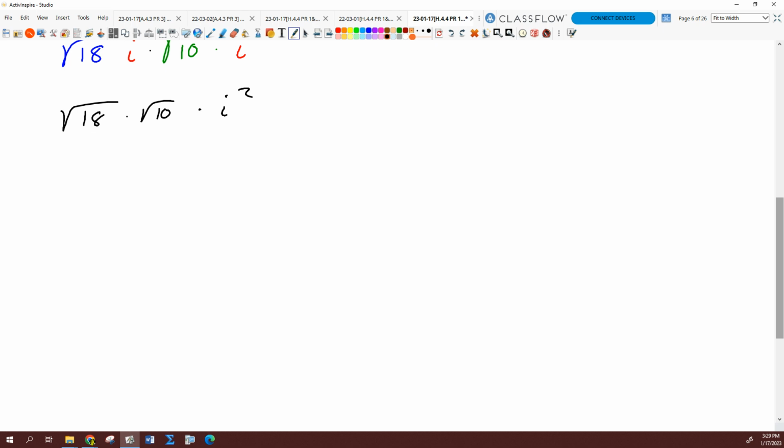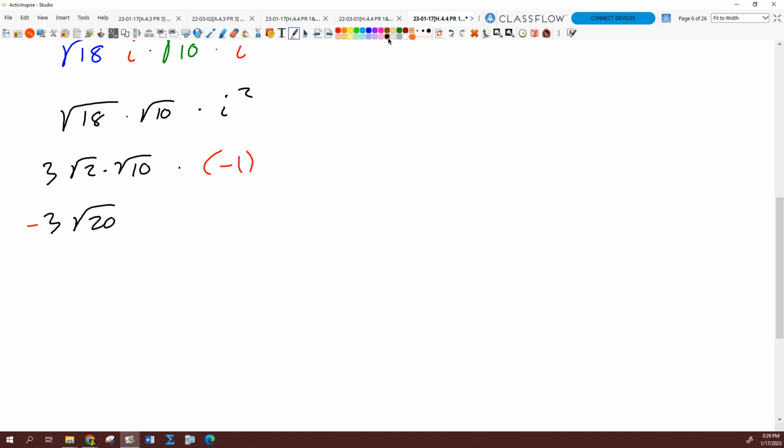Square root of 18 becomes what? 3 square root of 2, times i squared becomes what? Okay. And then square root of 2 times square root of 10 becomes square root of 20, right? And I got a negative out front. Let's make that negative.